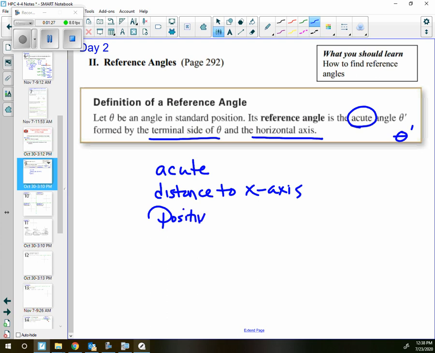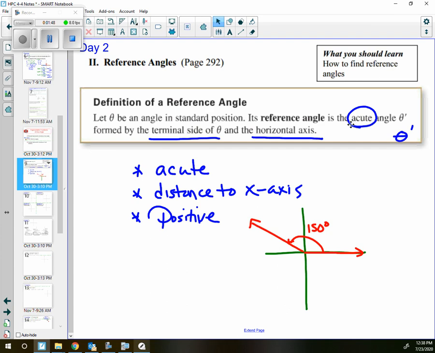So some things to think about. These are really important. It's always acute. They are always the distance to the x, and it's always positive. Because if you draw an angle, I'm just going to draw one here. Let's draw 150 degrees, so 150 degrees in quadrant 2. If I asked you, what's the reference angle, you could measure to the x-axis and figure out what that was. But what if somebody went to the y? That wouldn't give you the same answer, would it?